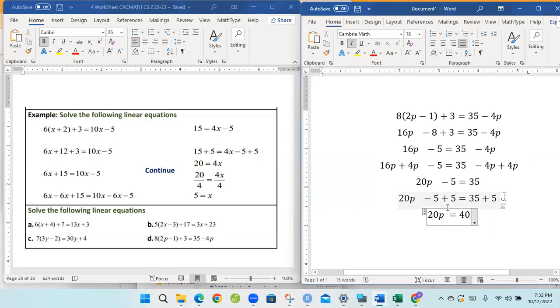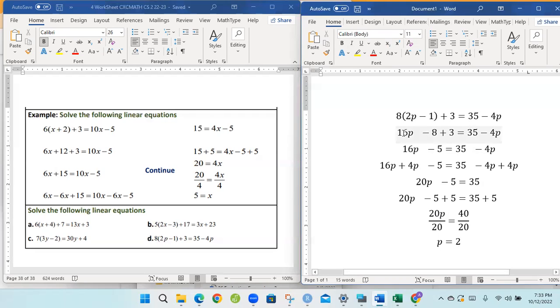So finally, we are going to divide by 20 to cancel out the 20. If you divide by 20 on the left, you have to divide by 20 on the right. 20 divided by 20 is 1, so we are left with 1p. It's a positive 1p we want for the final answer. And 1p is equal to 2.